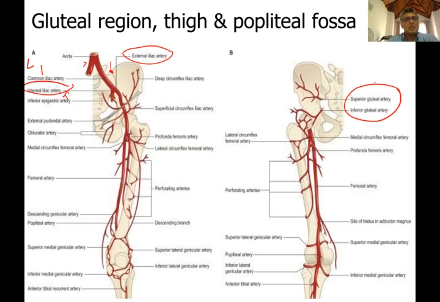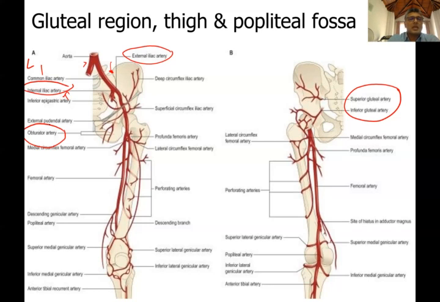Then in the medial compartment, when you dissect the medial compartment, you must have seen, I don't know whether you have seen, it's all videos, the obturator artery going with the obturator nerve, the nerve of the adductor compartment of the thigh. This obturator artery is also a branch from the internal iliac artery. So there are several other branches which I will not go into the details of.